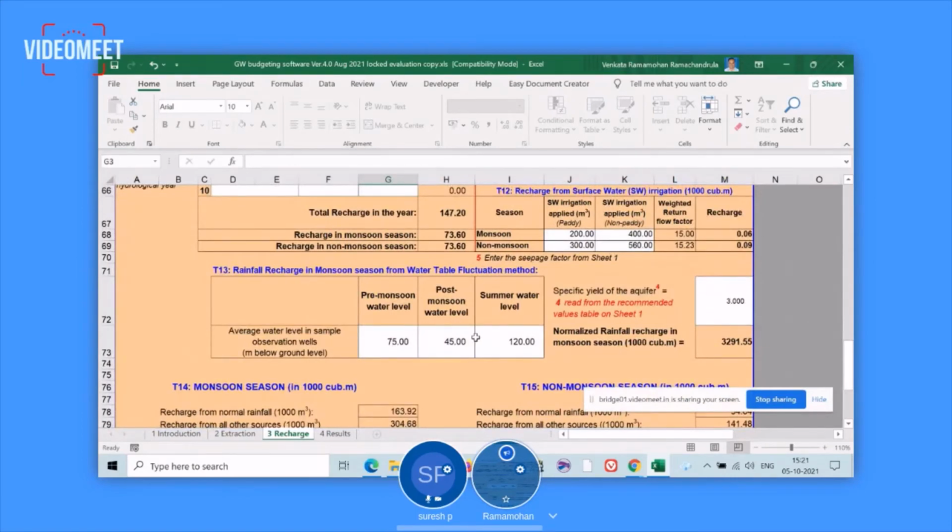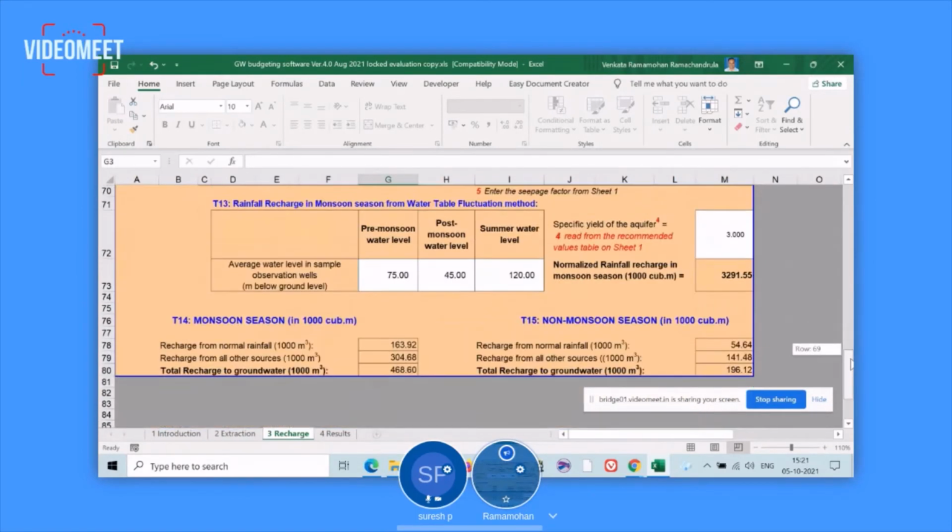And so we applied both the methods, and then there is a particular system of comparing these two, and then finally arriving at the actual amount of rainfall recharge from the rainfall. So that we will elaborate tomorrow. But for now, here we have finally accumulated this data under monsoon and non-monsoon heads.